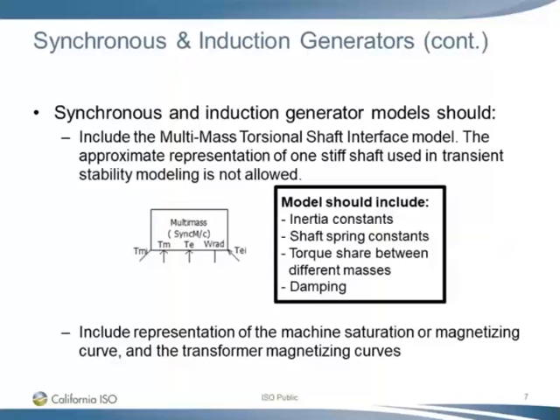So all synchronous and induction generator models should include a multi-mass torsional shaft interface model. The approximate representation of one stiff shaft used in transient stability modeling is not allowed. The image below shows a screenshot of the PSCAD multi-mass model, and this model should include the inertia constants, the shaft spring constants, torque share between different masses, and damping. The synchronous and induction generator model should also include representation of the machine saturation or magnetizing curve and the transformer magnetizing curves. Next slide, please.